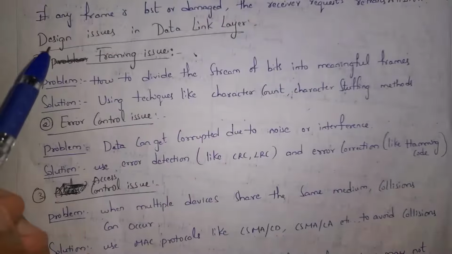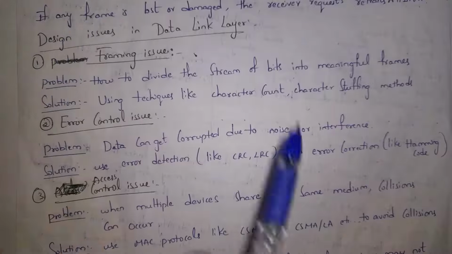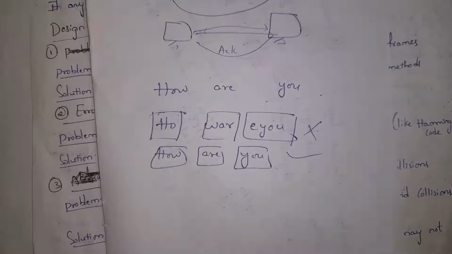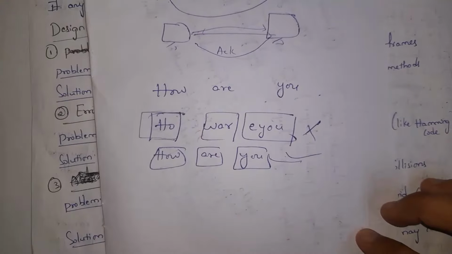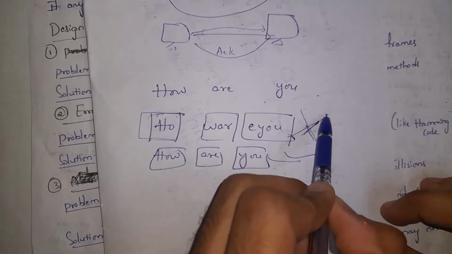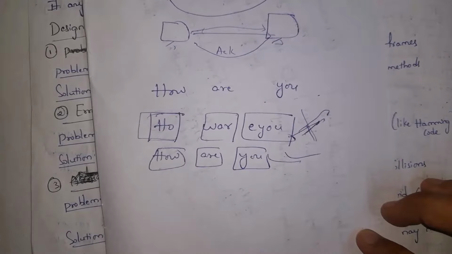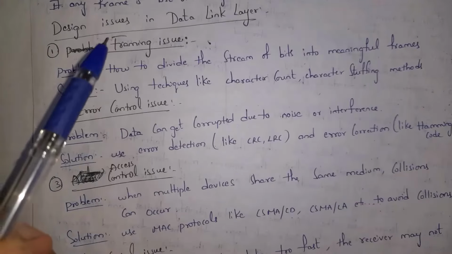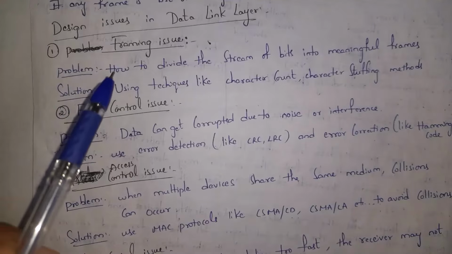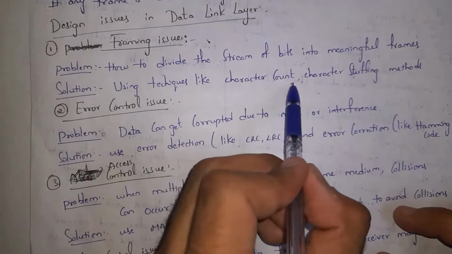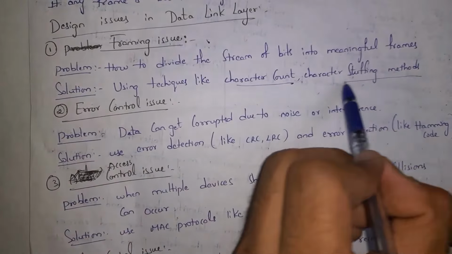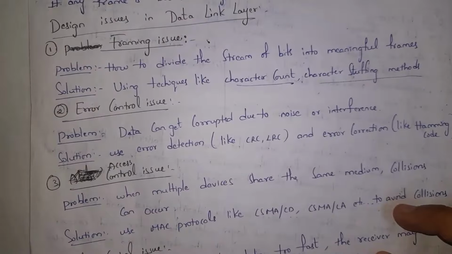Next I will explain design issues in the data link layer. And the first one is the framing issue. Guys, the data link layer will divide our data into frames. The data link layer must divide our data into meaningful frames. If the data link layer divides our data meaninglessly, the receiver will not understand the message. That is why the data link layer needs to frame our data meaningfully. In order to frame our data, the data link layer will use various techniques like the character count method and character stuffing method. By using these methods, the data link layer can frame our data meaningfully.